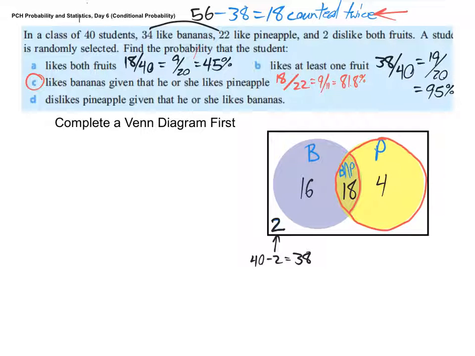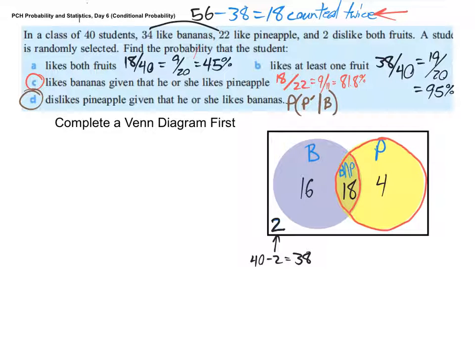Alright, then we've got part D. We'll do this one in brown. What's the probability that they dislike pineapple? So the probability that they're not in P. They dislike pineapple given that they like bananas. Would it be 100%?